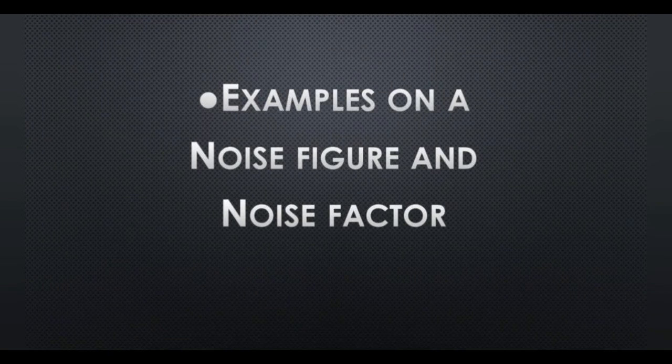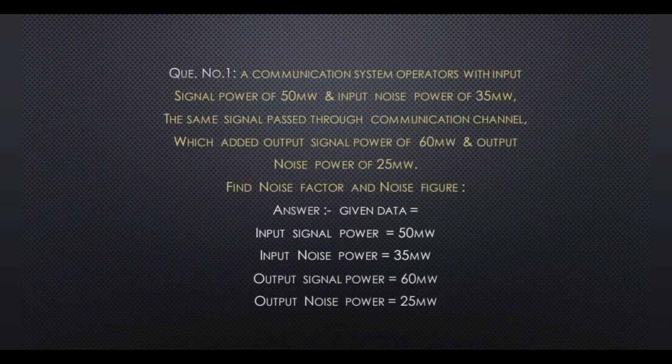So let's move to the example on noise figure and noise factor. The first example: a communication system operates with input signal power of 50 milliwatt and input noise power of 35 milliwatt. The same signal passes through a communication channel which adds output signal power of 60 milliwatt and output noise power of 25 milliwatt. Find noise factor and noise figure.